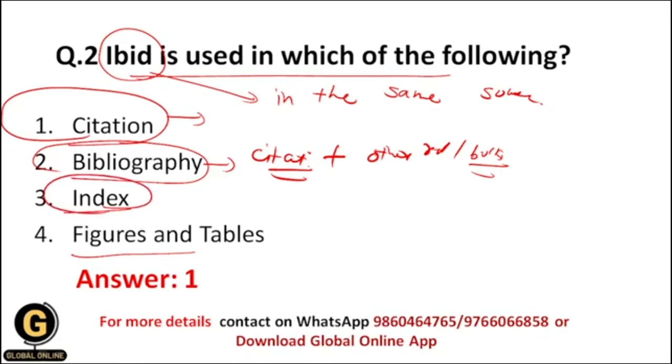Then index means basically within the index we give the information about at what page number what is there in the whole research report. And figures and tables, all of you know what those are. That's why your correct answer is 1, that is citation.